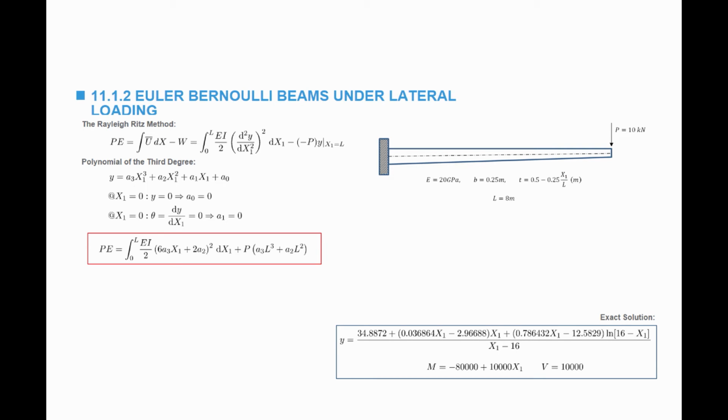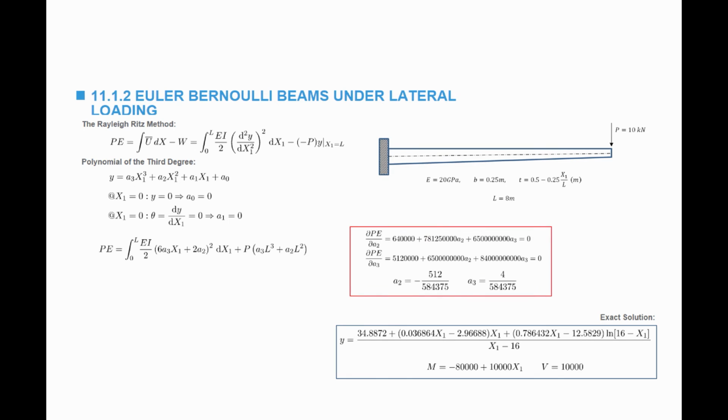The potential energy of the system is EI over 2, the second derivative of y with respect to x1 squared, all squared, minus the work done by the external forces, negative P is positive P, multiplied by the displacement of the free end. This is the displacement of the free end. To minimize the potential energy, we take the derivative of the potential energy with respect to a2, we end up with this equation, and then the derivative of the potential energy with respect to a3, we end up with this equation. We equate both to 0, find the value for a2 and the value for a3.